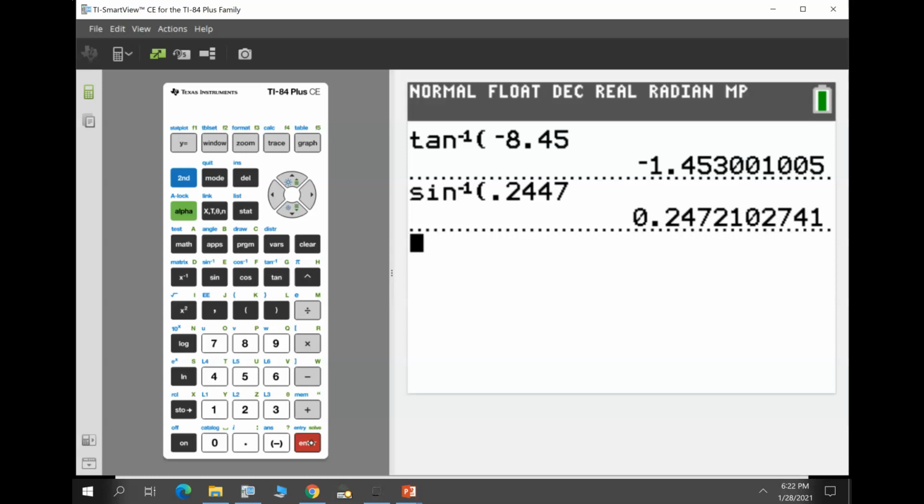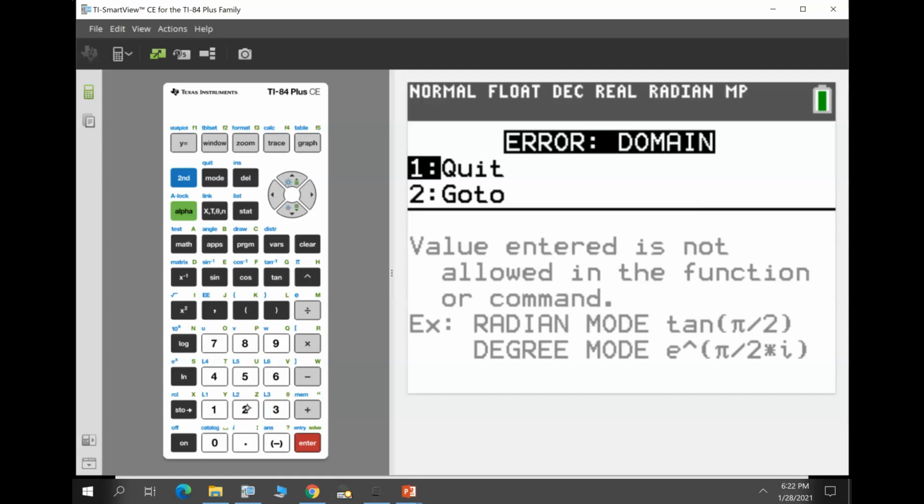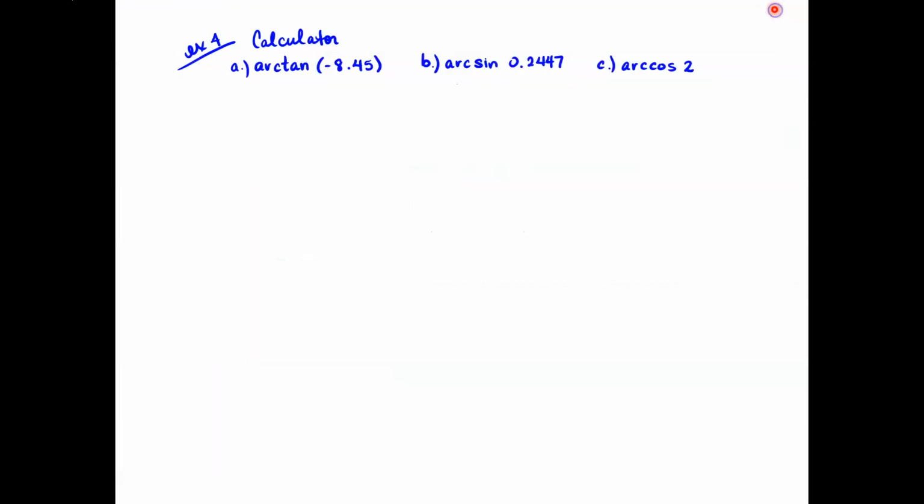And then the last one was arc cosine of 2. So I'm going to do second cosine of 2, and I'm going to get an error message. Why am I getting an error message? Well, look at the hint that it's giving you here. It says error domain. So why am I getting an error message? Well, what I just asked my calculator was to tell me where is cosine equal to 2.